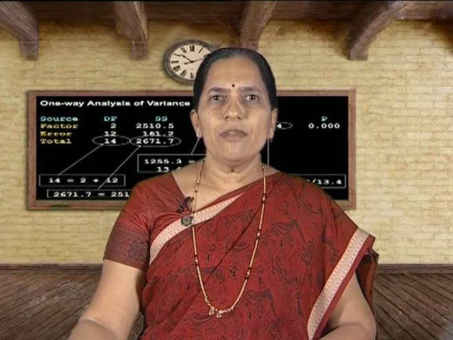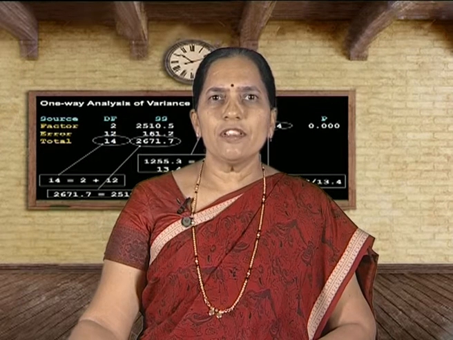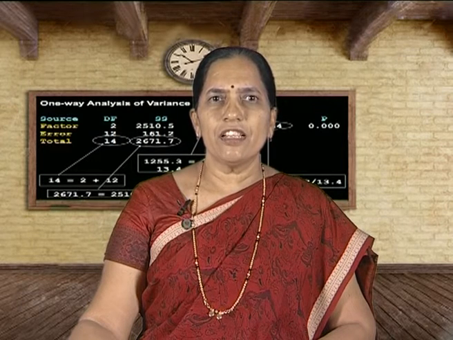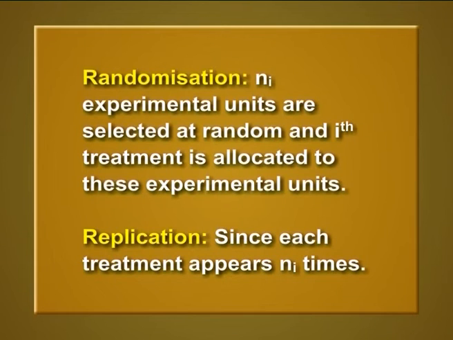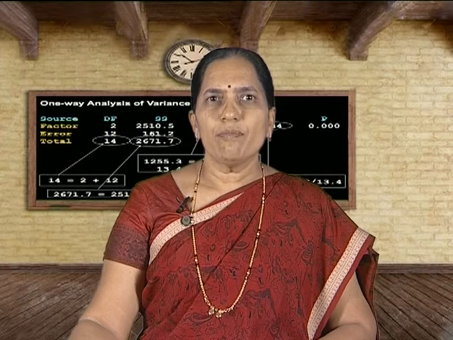The completely randomized design utilizes the principles of randomization and replication in the following way. Randomization: here, first ni experimental units are selected at random and the ith treatment is allocated to these experimental units. So, the experimental units are selected at random. Replication: since each treatment appears ni times, that means the ith treatment is repeated ni times. So, the replication is also involved.